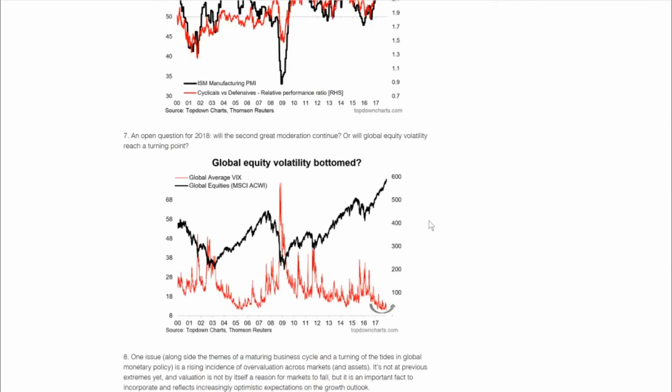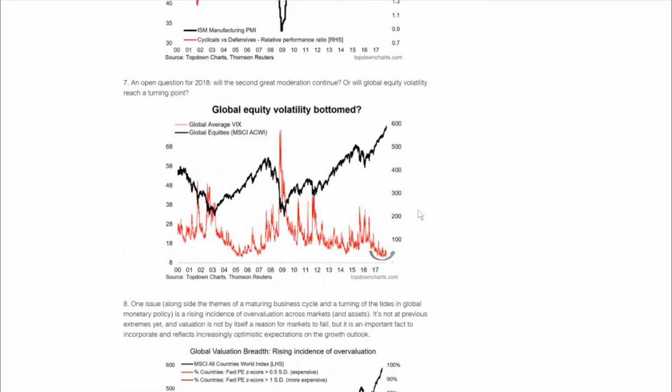So number 7 is another very similar note to the previous few charts. This is looking at global average implied equity volatility across the major equity markets, and comparing it to the MSCI All Countries World Index, a global equities benchmark. The key point is that volatility has been at very low levels, and there are a couple of open questions here for 2018.